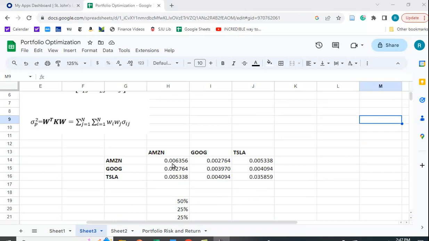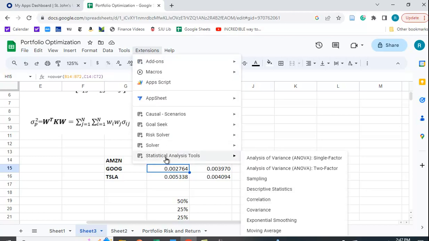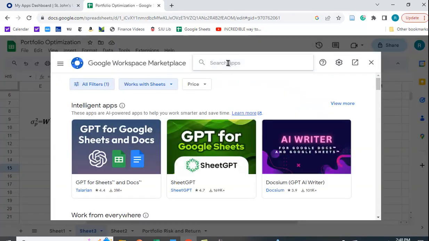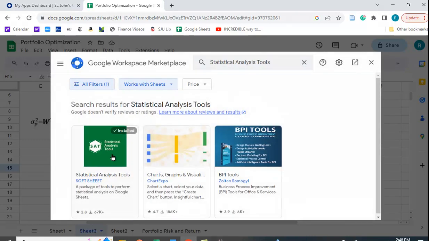So here I happen to have a variance covariance matrix for Amazon, Google, and Tesla. You can construct this by computing each one of these terms separately, or you can use an extension. I use the statistical analysis tools extension, which creates the variance covariance matrix. Just to let you know, if you don't have it, you can get it as an add-on, but they do charge you for it. So you can go to get add-ons and then type this in, and then you can install this.